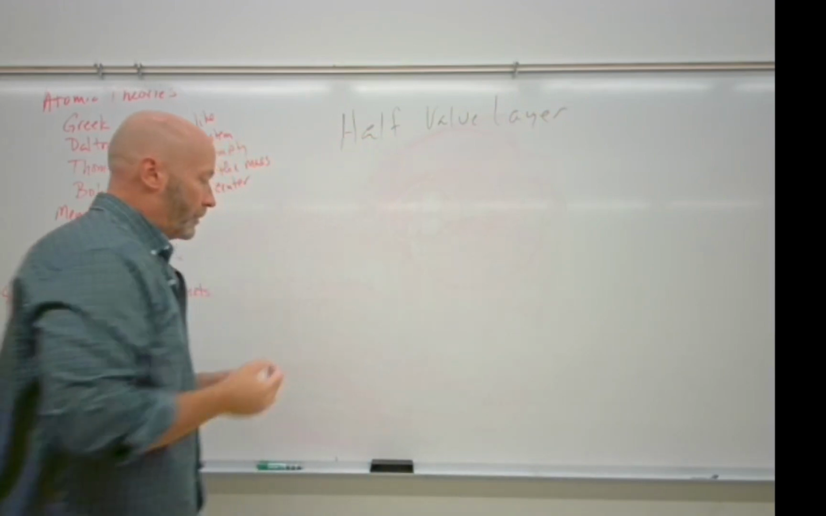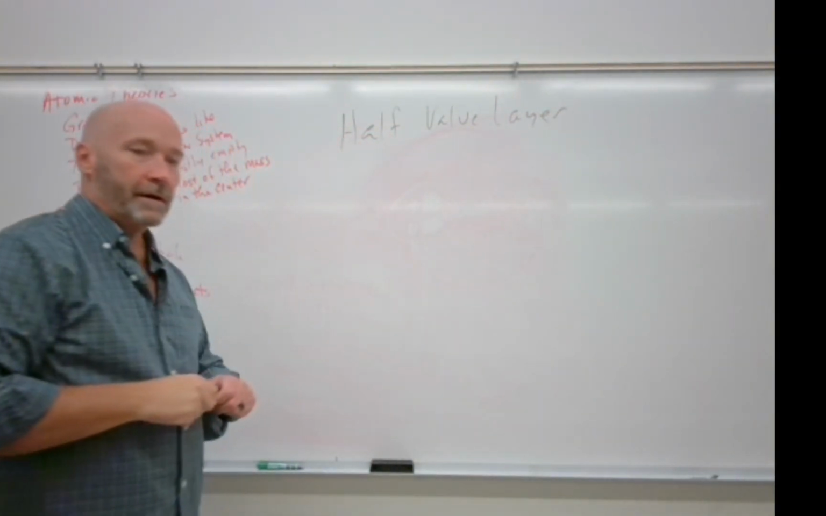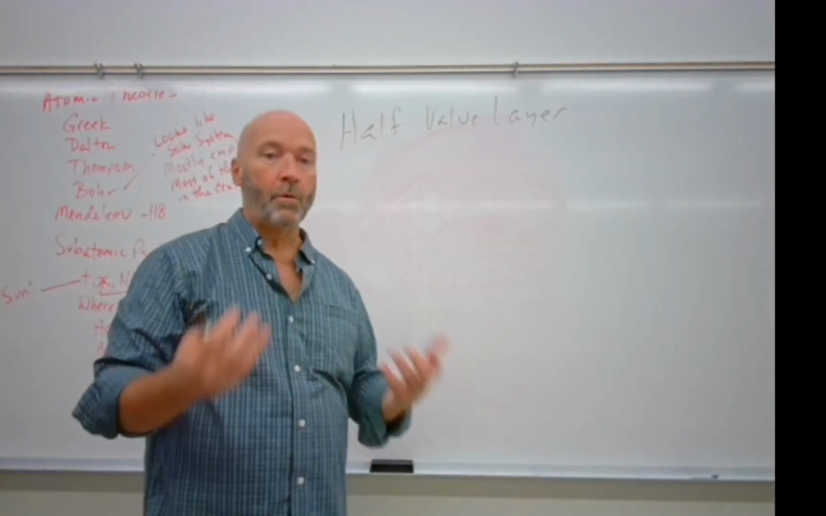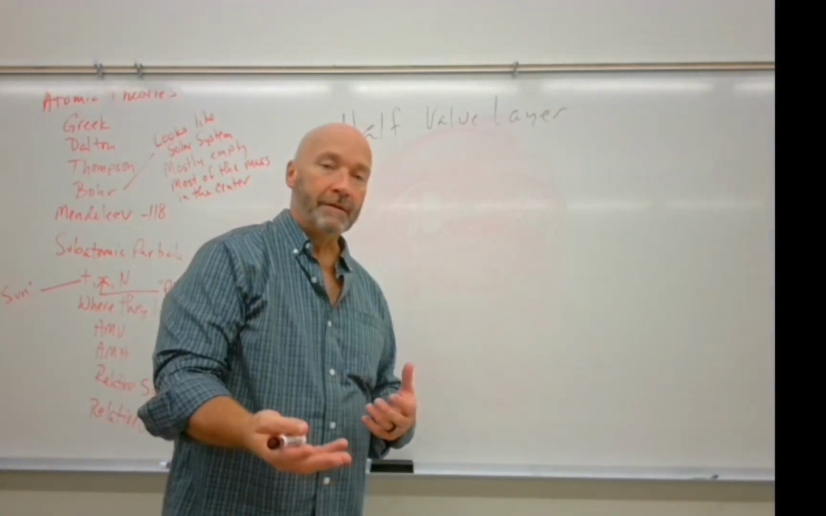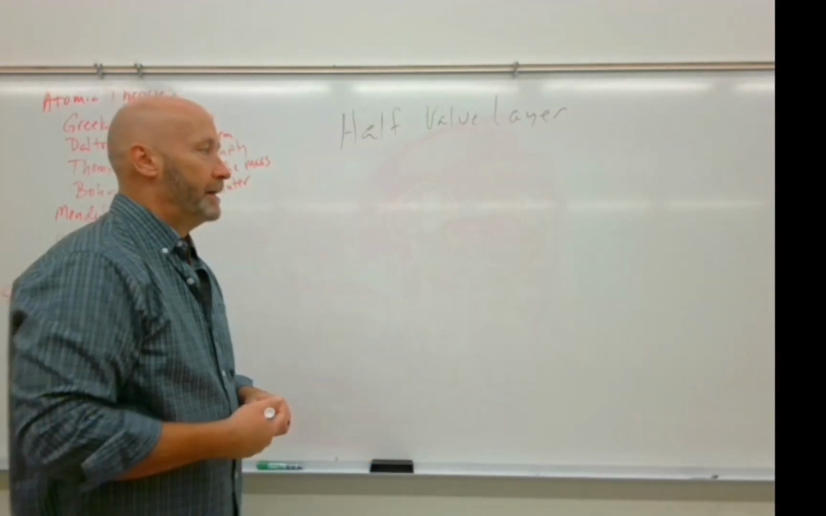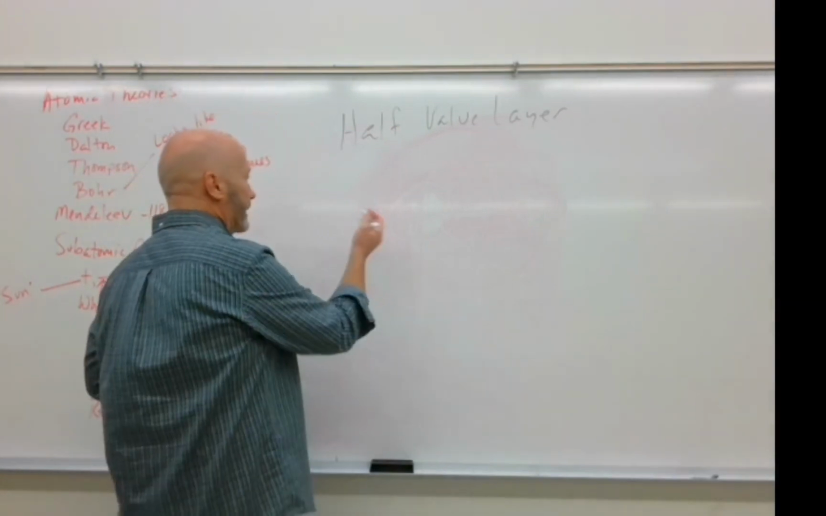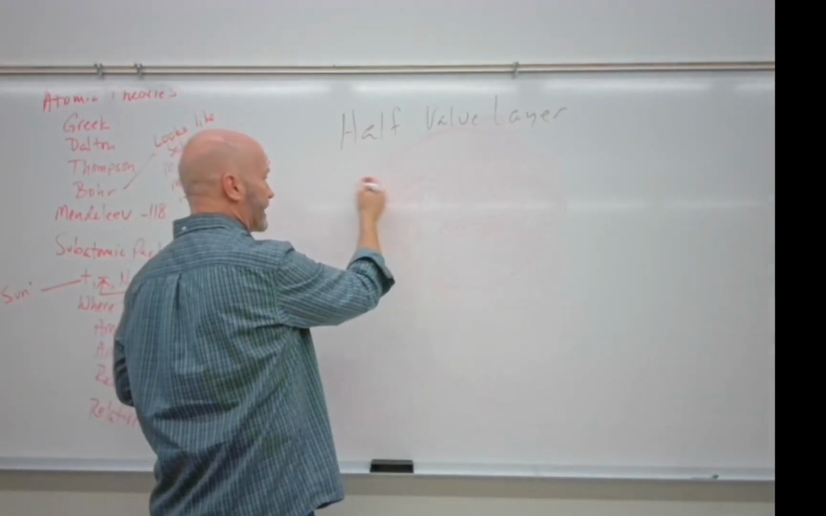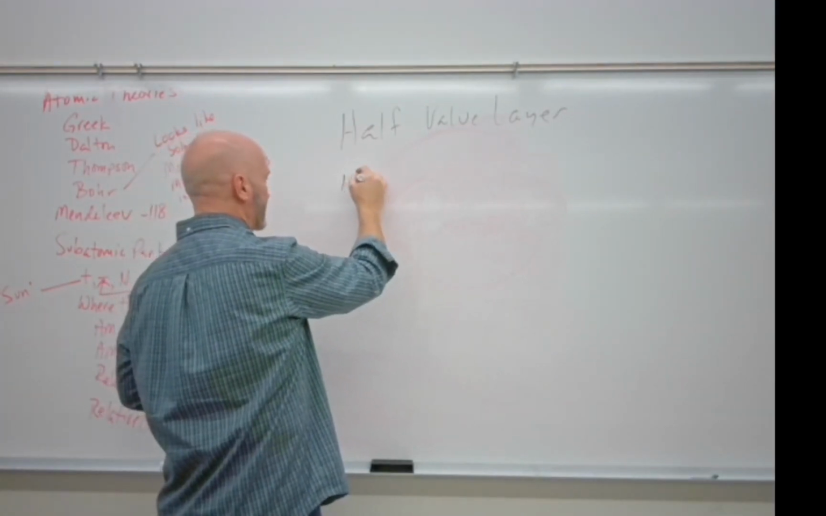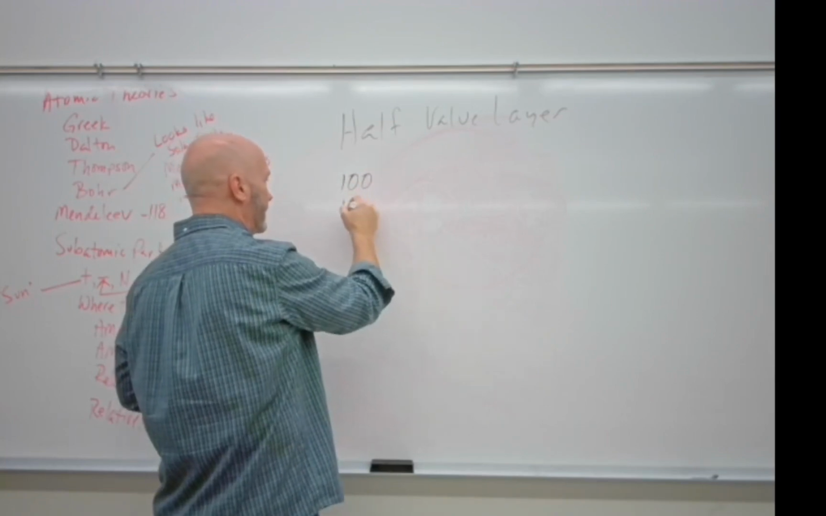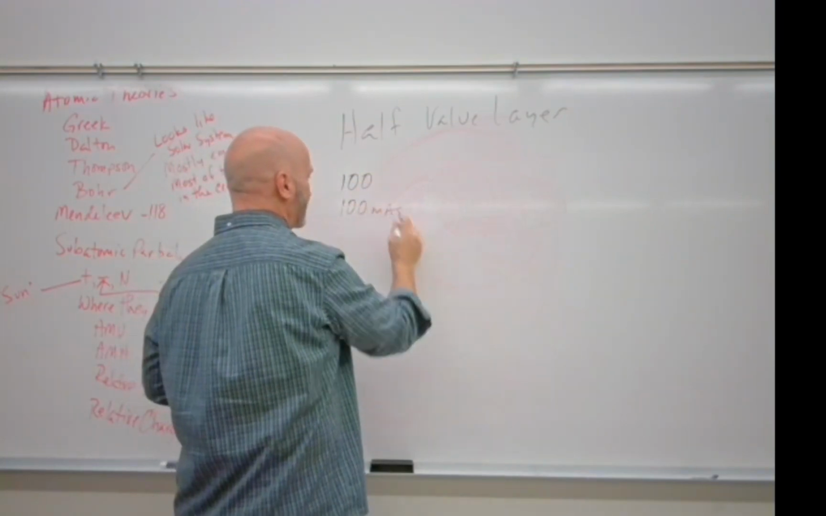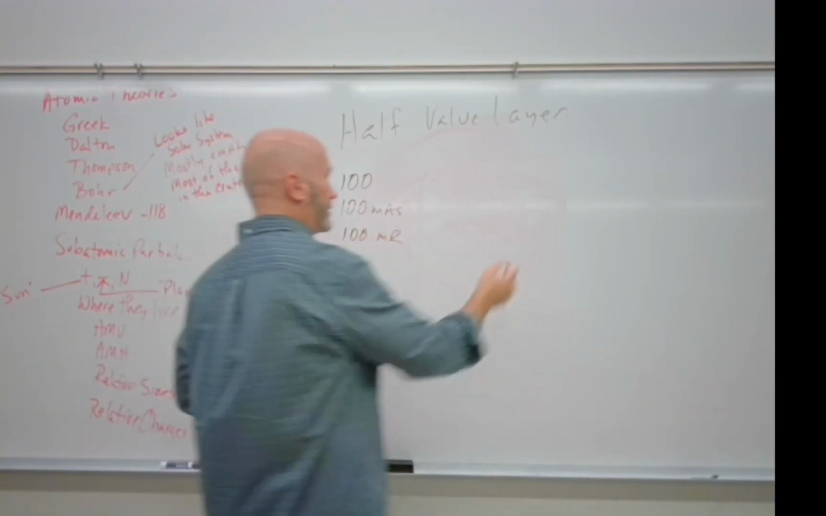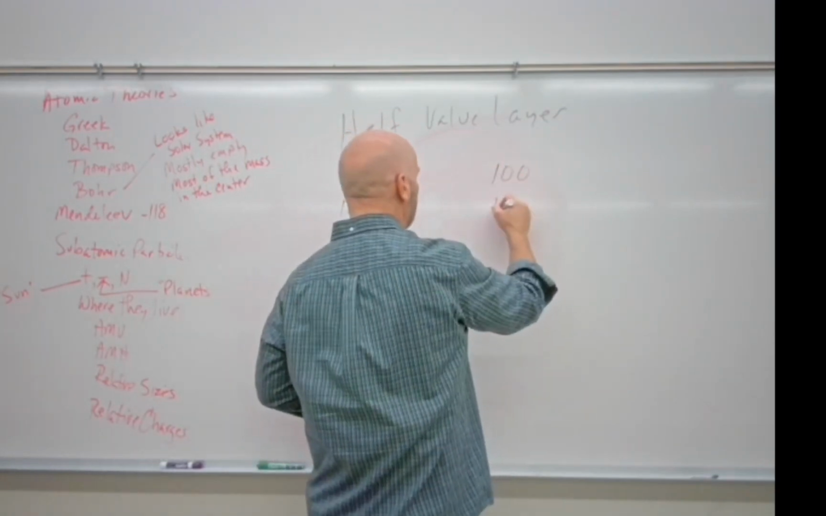All right. Half value layer is the amount of an absorber you would have to use to cut the intensity or the quantity of the X-ray that you emit from the X-ray tube in half. Right. So with half value layer, let's say we create two X-ray beams. We're going to use the same technique on both of them, just arbitrary numbers: 100 kVp, 100 mAs, and let's say that gives us 100 mR of exposure.